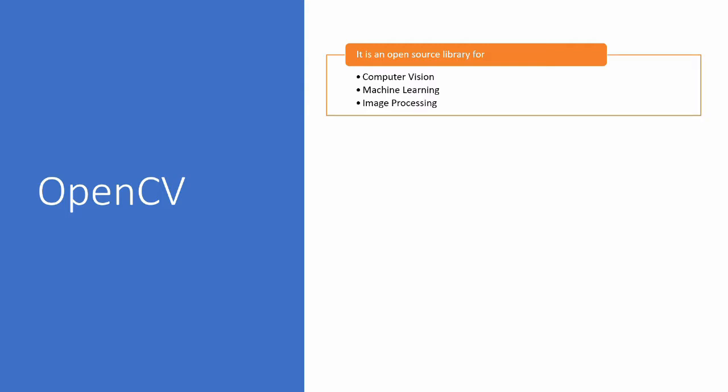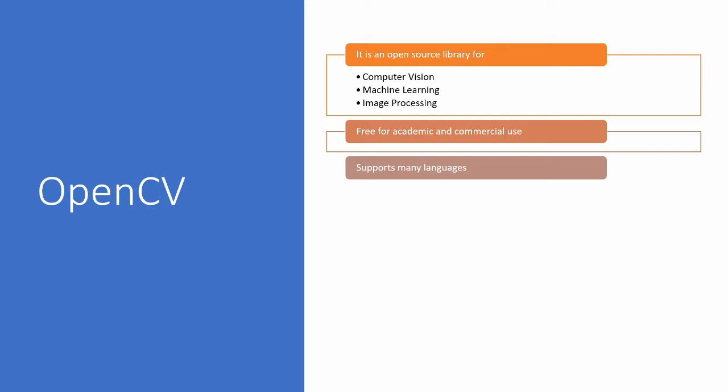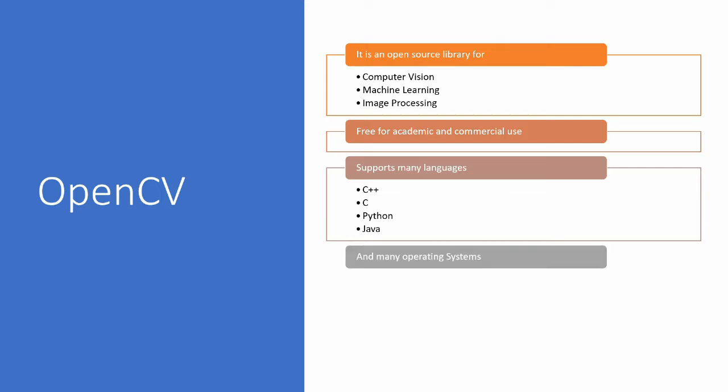So what is OpenCV? Well, it's an open source library for computer vision, machine learning and image processing. It's free for academic and commercial use, so lots of companies use it. It supports many languages including C++, C, Python and Java. Of course, we're going to look at Python. And it works with many operating systems, and you can see Windows, macOS, iOS and Android.